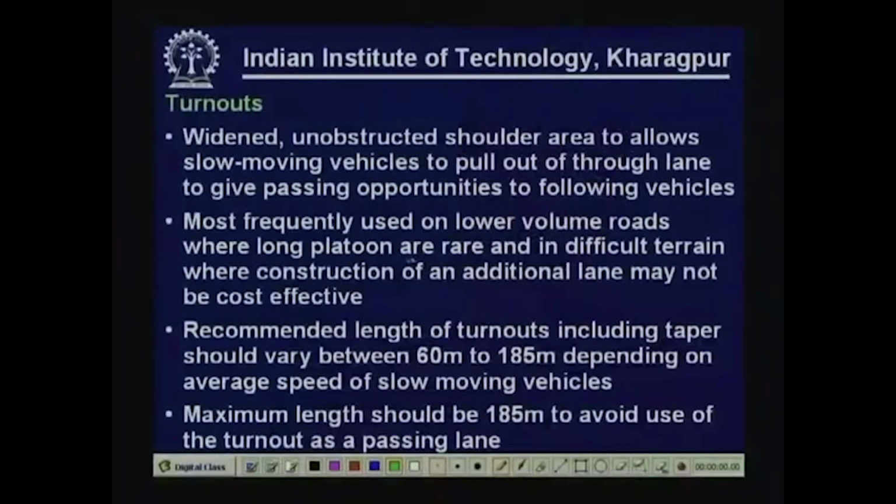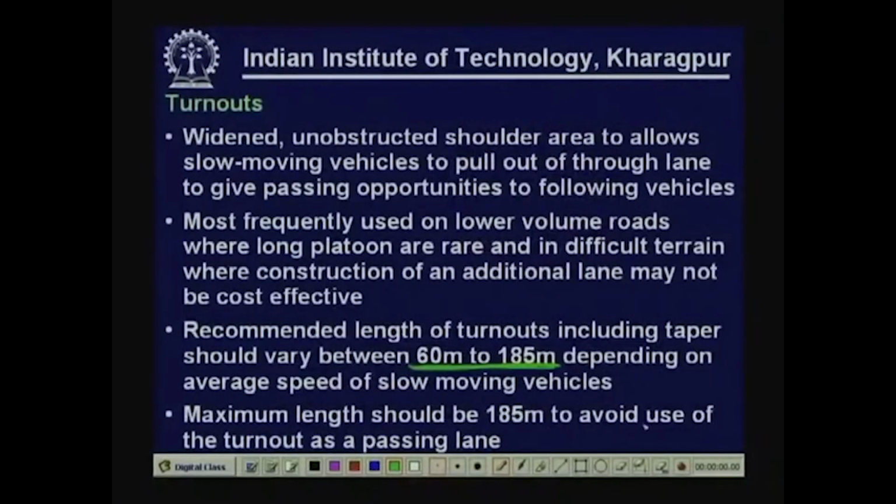So, it is most frequently used on lower volume roads where long platoons are rare and in difficult terrains where construction of an added lane may not be cost effective. The recommended length of the turnout including taper should vary between 60 meters and 185 meters depending on the average speed of the slow moving vehicle. Now, why is there a lower limit? The lower limit is justifiable because one should have at least a minimum length to serve the objective, that is to give an opportunity for passing. So, a certain minimum length is required.